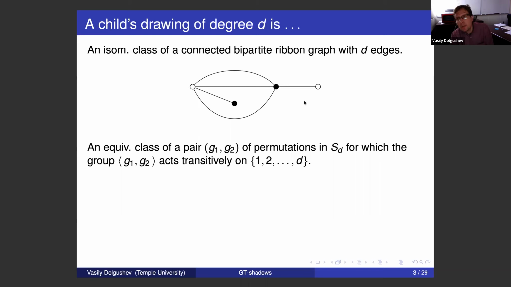Equivalently, a child's drawing of degree D can be defined as an equivalence class of a pair of permutations G1, G2 in S_D, the symmetric group on D letters, for which the group generated by G1 and G2 acts transitively on this set. In fact, from now on, when I say transitive subgroup, I mean a subgroup of S_D that acts transitively on 1, 2, ..., D.